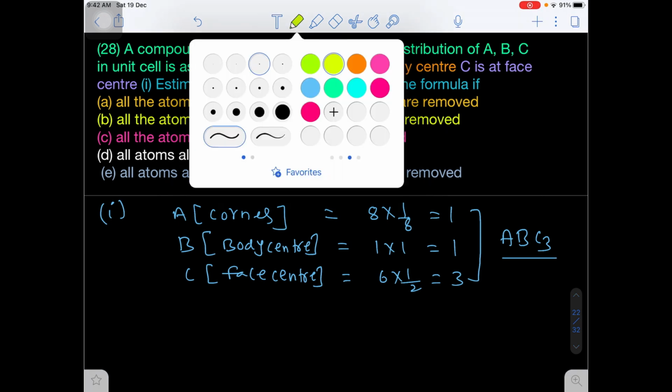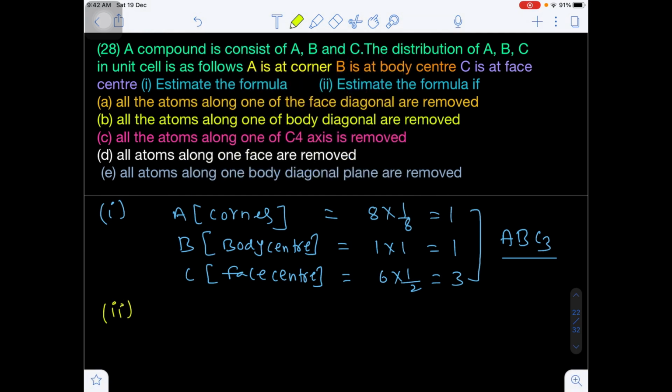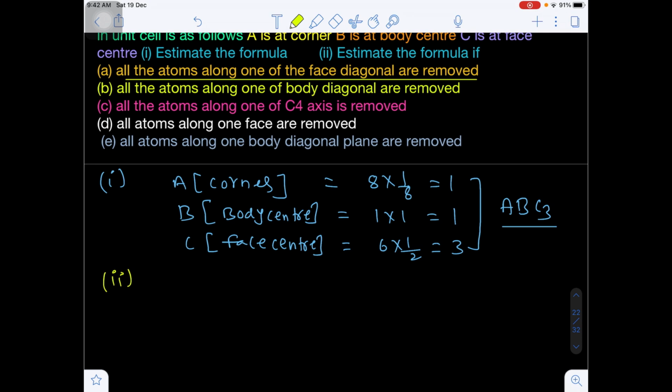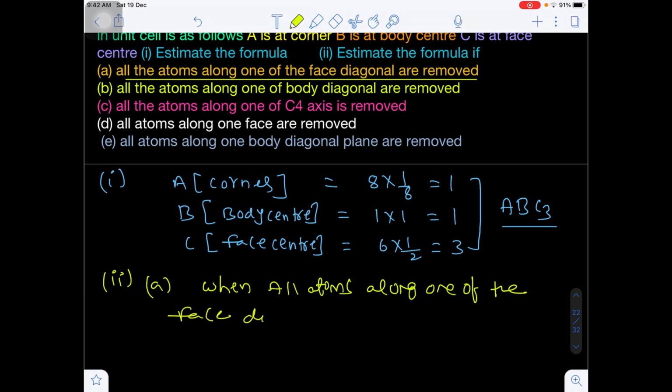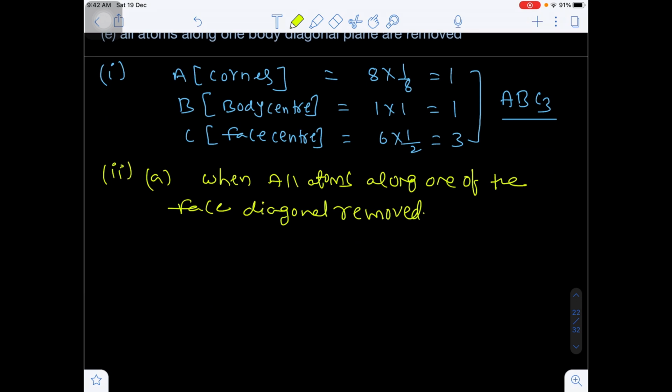Now come to the second part. In the second part, estimate the formula if all atoms along one of the face diagonals are removed. So here in the second question, what is the question given? When all atoms along one of the face diagonals are removed, then what atoms are removed?